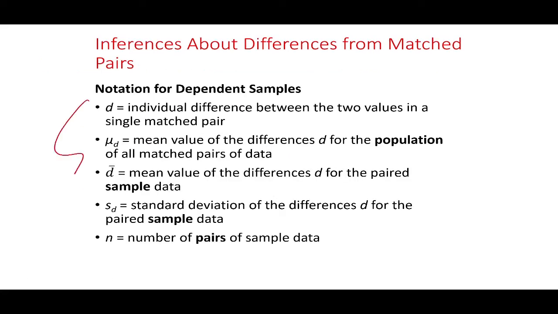So these are the symbols we are going to use. d stands for the difference between the two data. Mu d stands for the mean of that difference, the mean value of the difference d for the population of all matched pairs of data. d bar stands for the mean value of the differences for the sample. s d stands for the standard deviation of the sample data, where the sample data is the differences, and n is the number of pairs of the sample data.